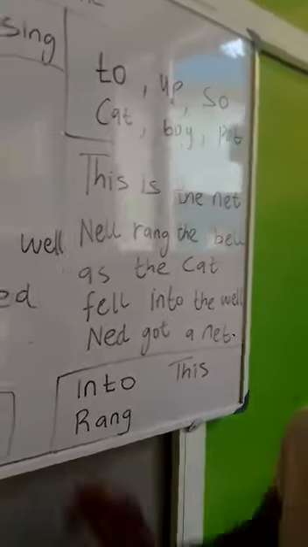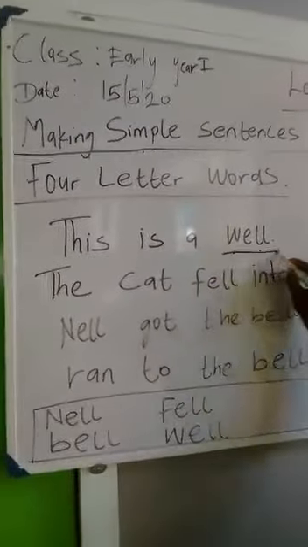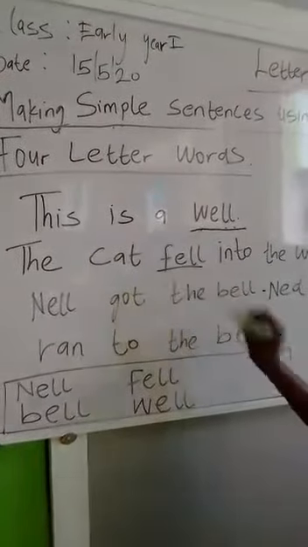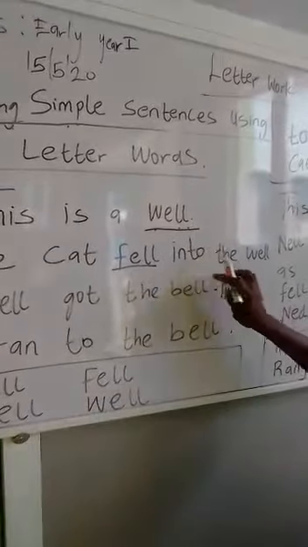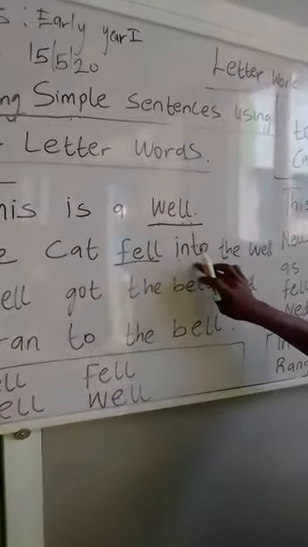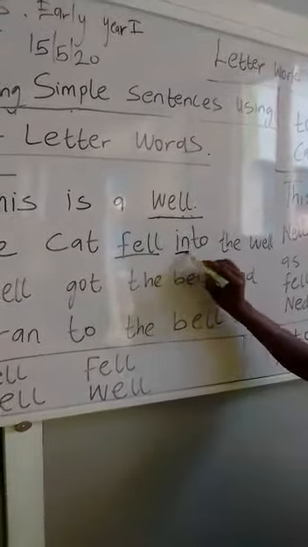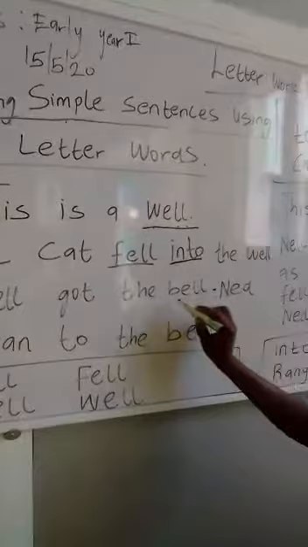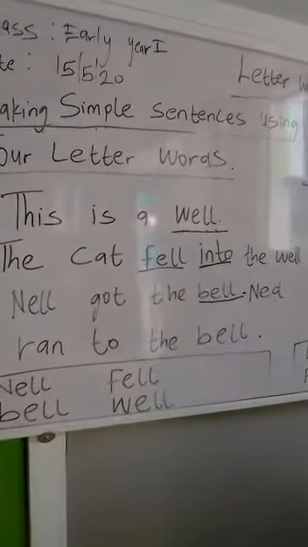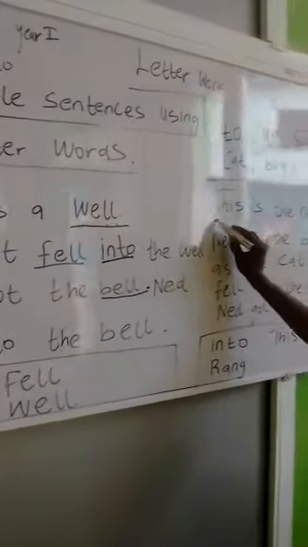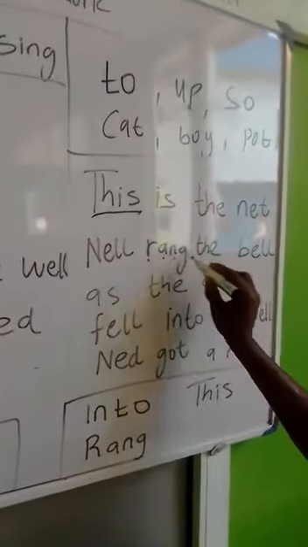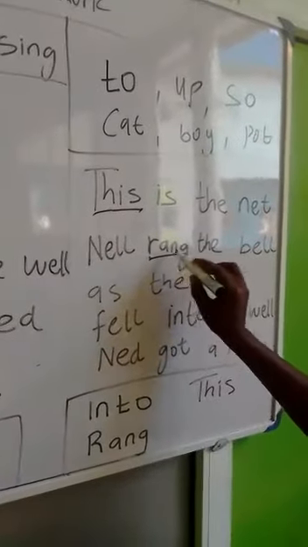So, identifying the four letter words: W, E, L, L, well, you underline them. F E L L, fell, you underline. I N T O, in, I N, in, T O, to, you blend it together, into. Then we have B E L L, bell. And what again? T H I S, this. And finally, we have R A N G, rang.